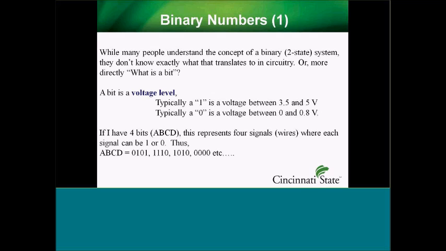I tell them basically 1, there is a standard that says that it's between about 3.5 and 5 volts. 0 is a voltage between 0 and 0.8 volts. And that's what we mean by ones and zeros. That's what the computer is going to interpret. If it's between 0.8 and 3.5, it doesn't actually know what to do, and it will assign something randomly. It's not very desirable.